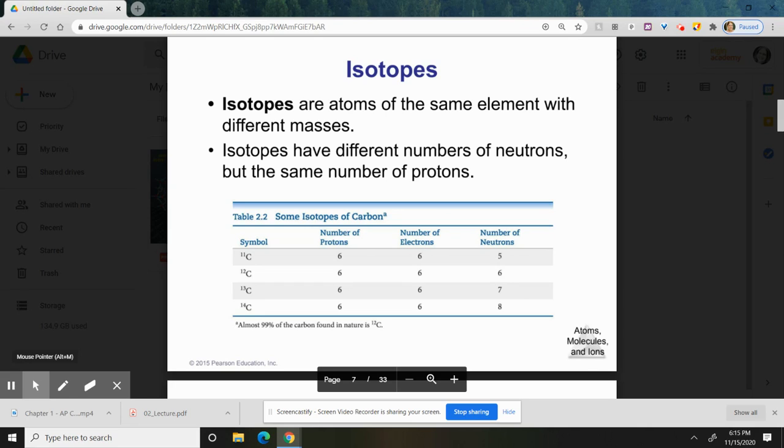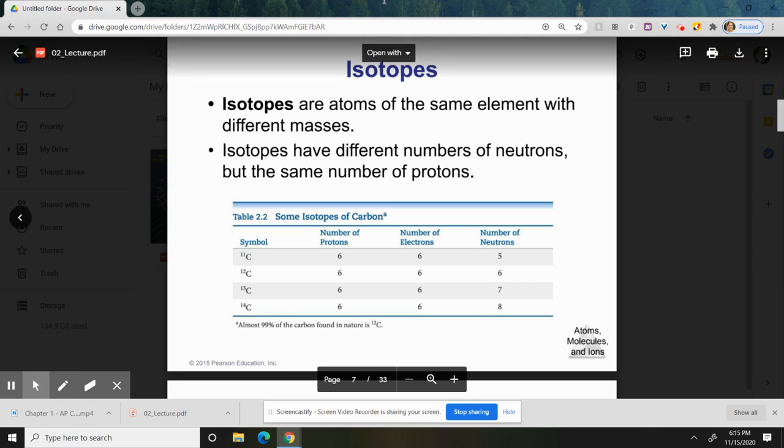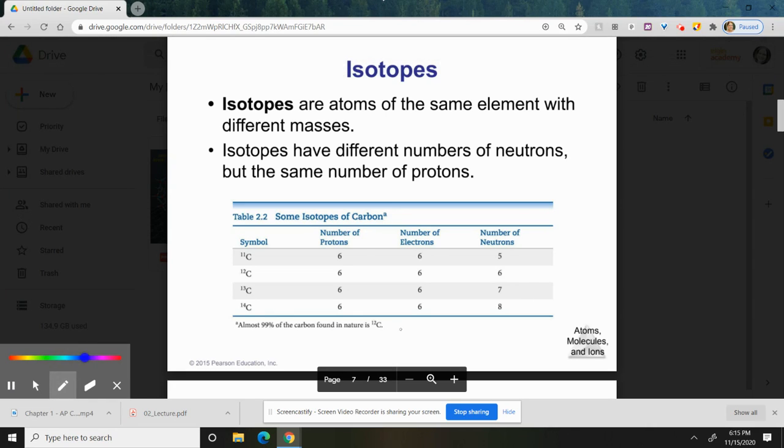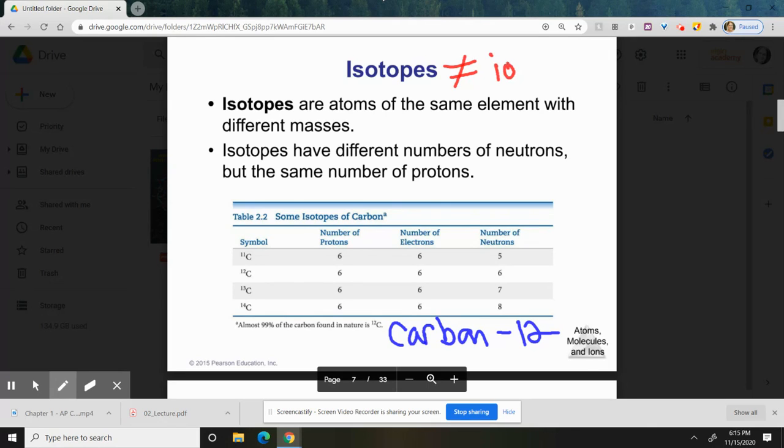And again, if you're going to name these isotopes, it's just going to be the name of the element, dash, the mass number. So carbon 12, carbon 13. They all have the same protons, they all have the same electrons, but different numbers of neutrons. Just a quick reminder, isotopes are not the same thing as ions. Remember, those are going to have two different definitions tied in.